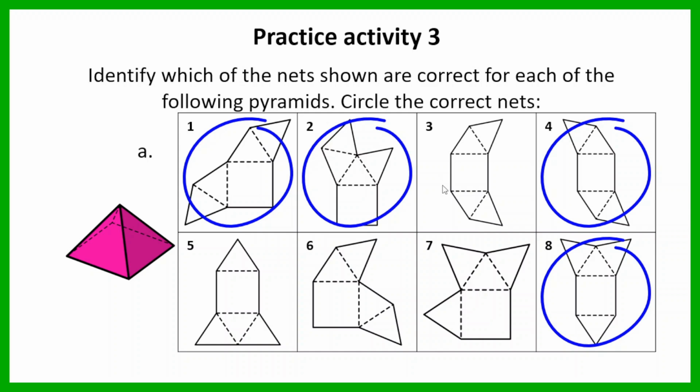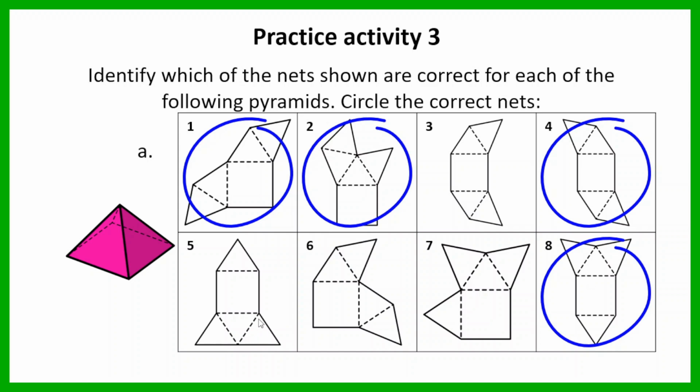So this one over here isn't correct because these 2 faces, if you were to build this, would end up overlapping each other. This one isn't correct because if you were to try and build it, these 2 triangles over here are actually facing the wrong way around. They should be more like this one over here.